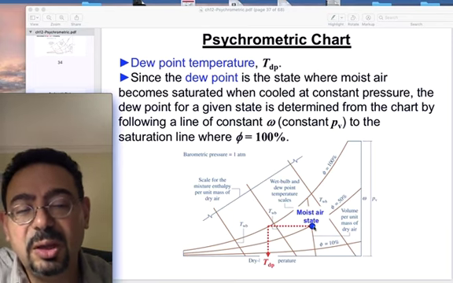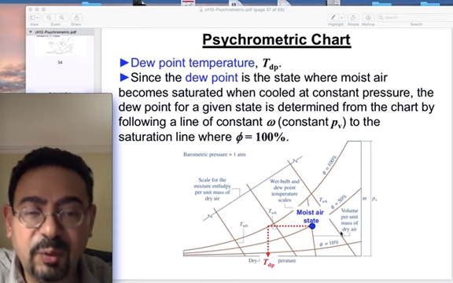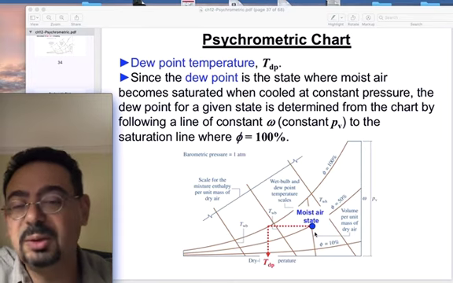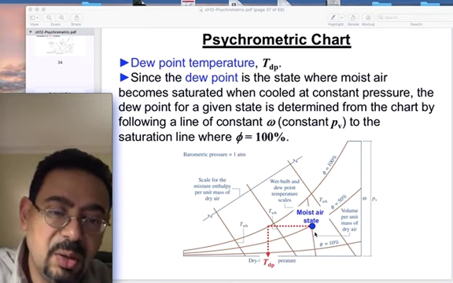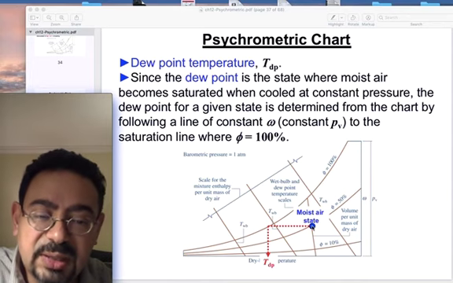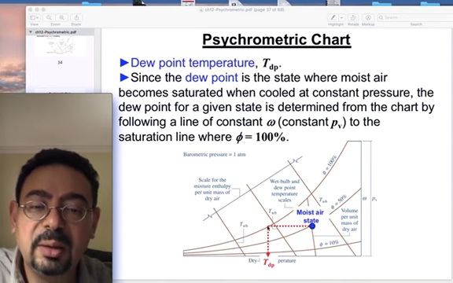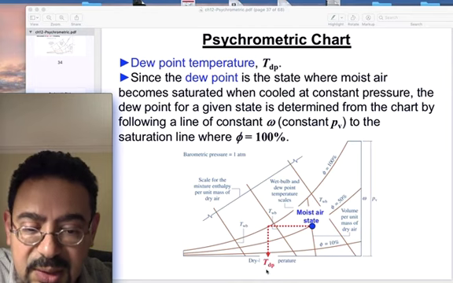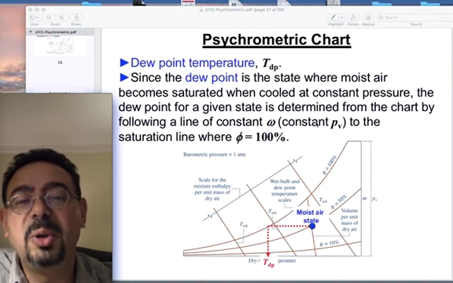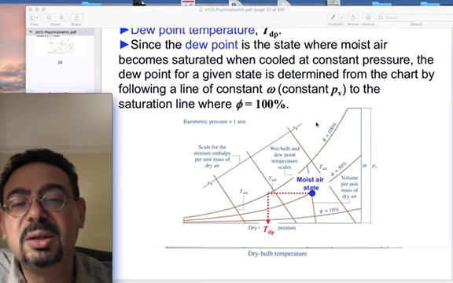And so wherever you are in the chart, if you want to find your dew point, and that could be a really nice quiz or homework problem, you just stay here and you go all the way to this point. This is your dew point. This is the temperature where you start dropping water.